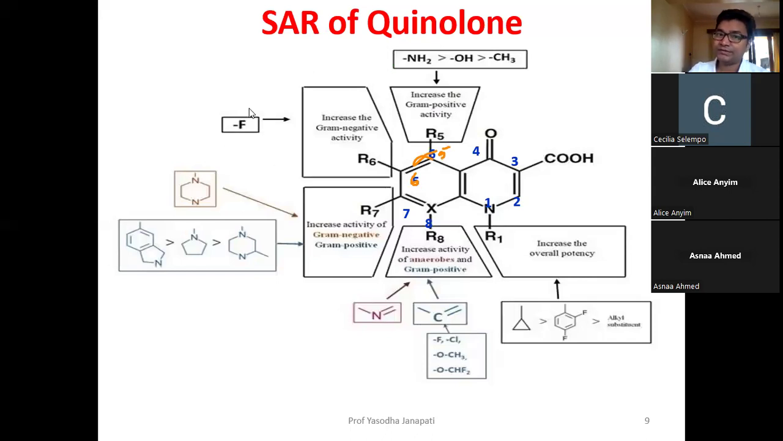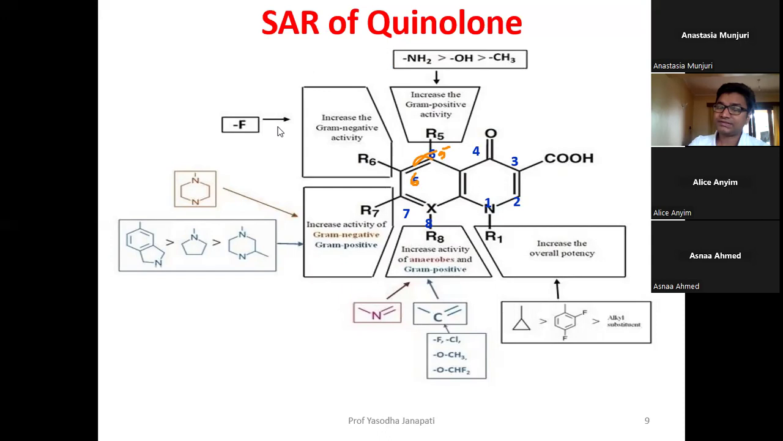Now, fluorine. Fluorine increases activity towards gram-negative bacteria.